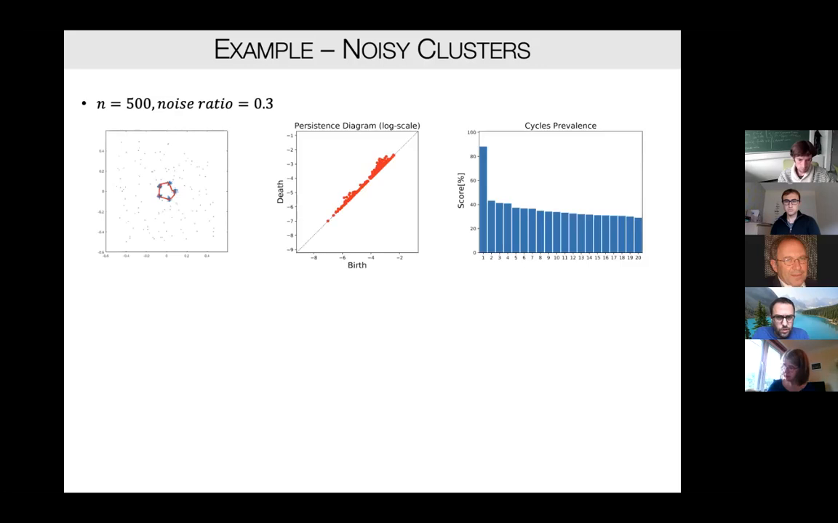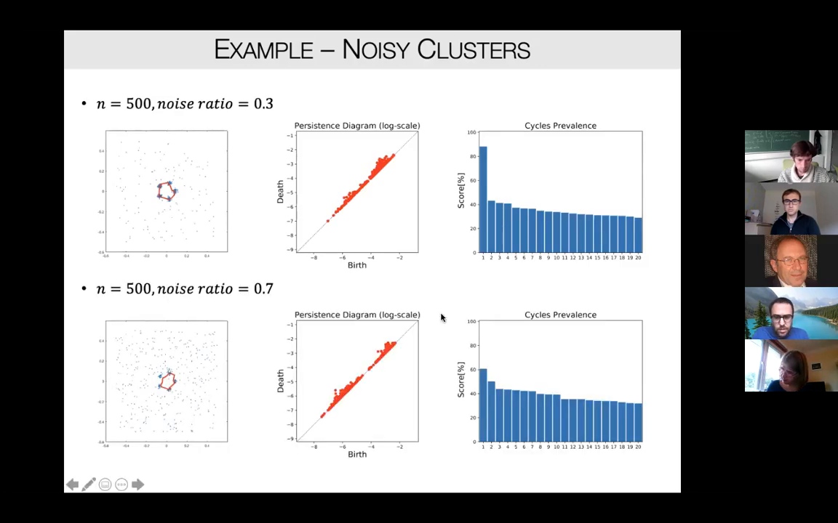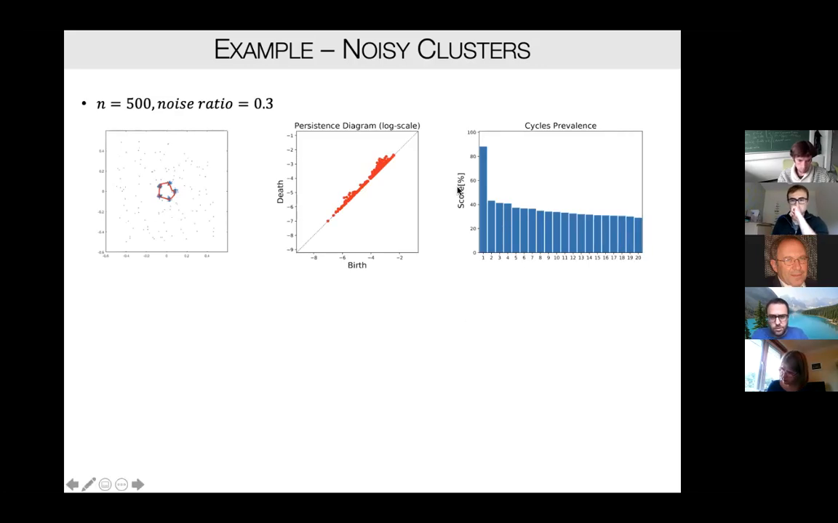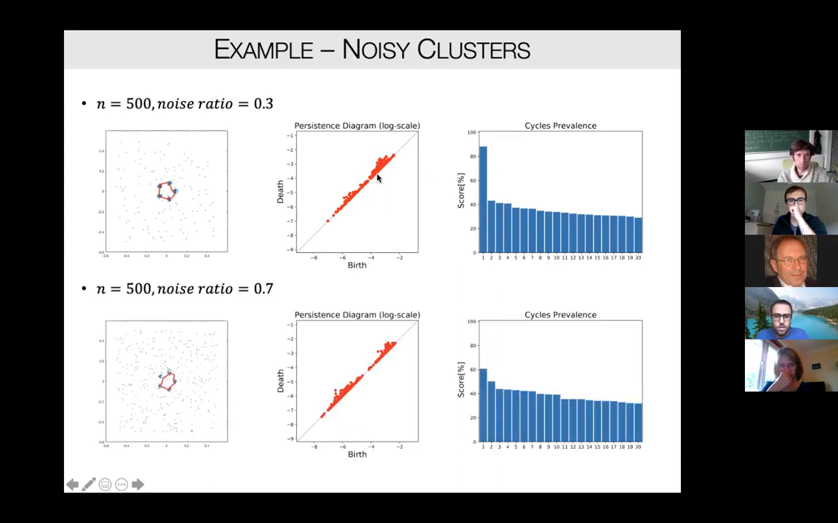Okay, this is the last example, which I also showed in the introduction. So here we have 5 clusters arranged around the ring. If you look at the persistent diagram, you will not see anything. And if you run the scores, you see that there is one very prevalent cycle, coming from the fact that you sample a lot from those clusters. You very rarely sample from the points, and this cycle will show up, even though you cannot spot it at all in the diagram.